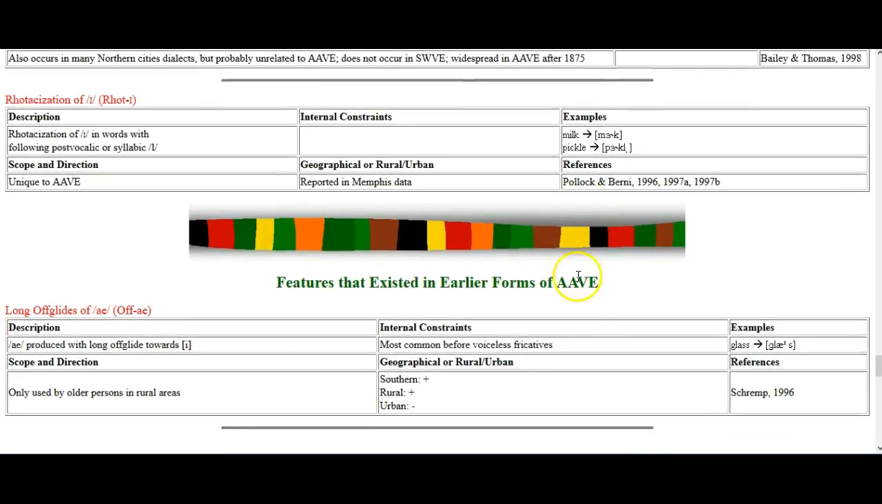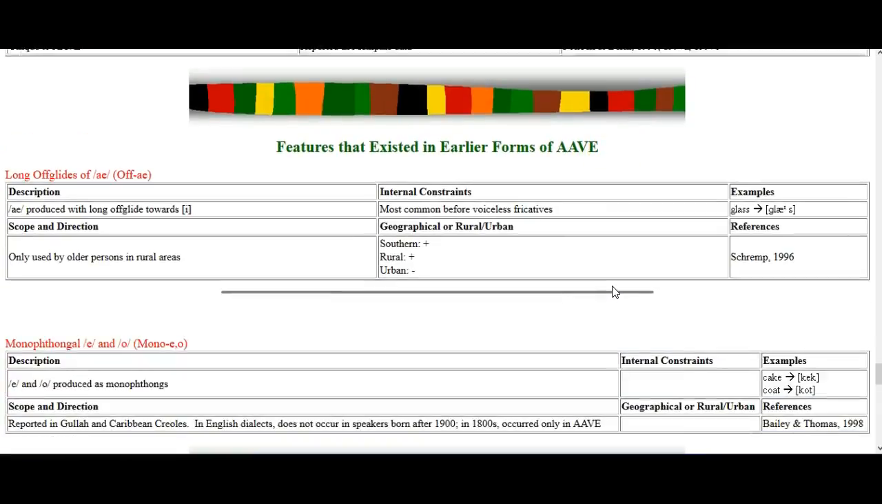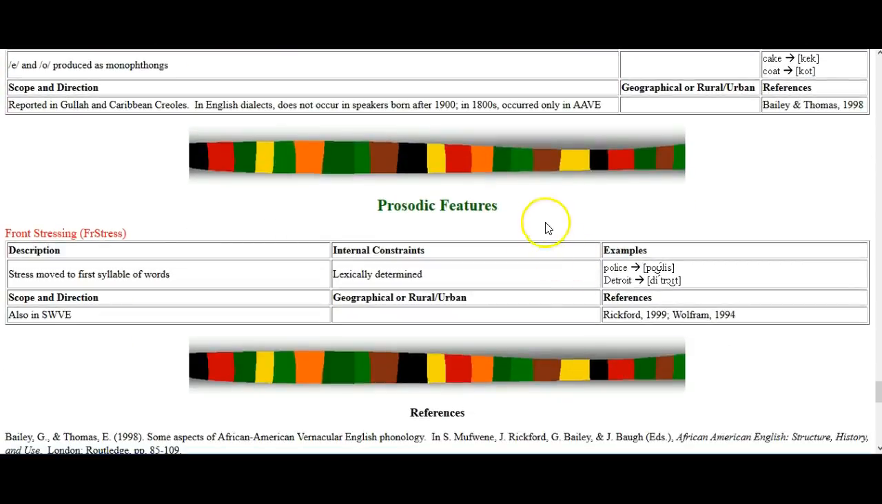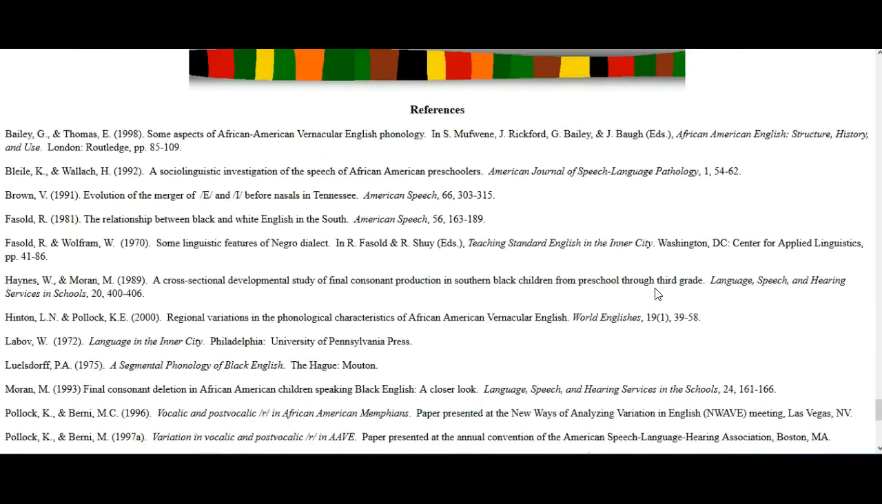Then there's features that existed in earlier forms of African American English. There's prosodic features, for example, how stress is used in the language. This is a good one. For example, Standard English says police, but African American and Southern White Vernacular English puts the stress on the first syllable. Detroit, Standard English; Detroit, Vernacular. And then there's some references.